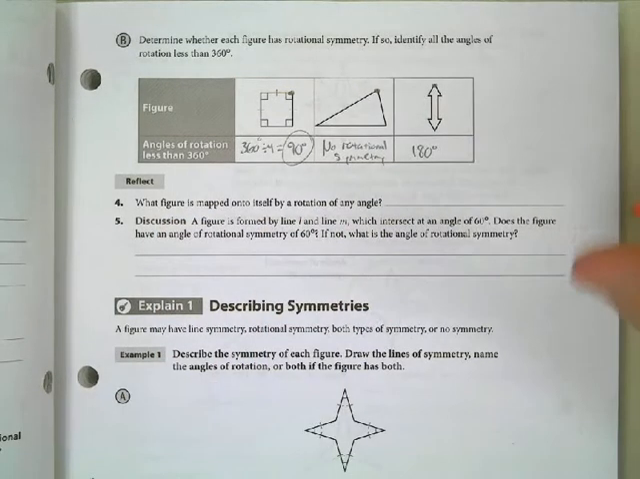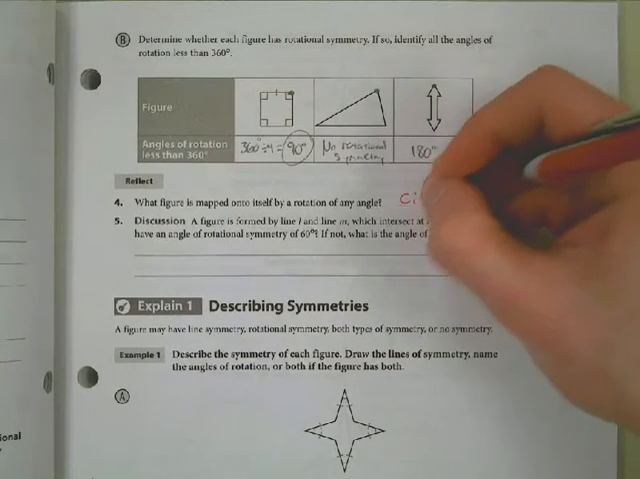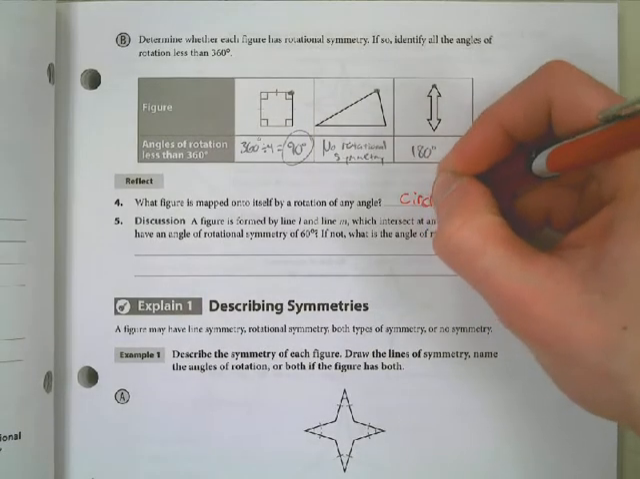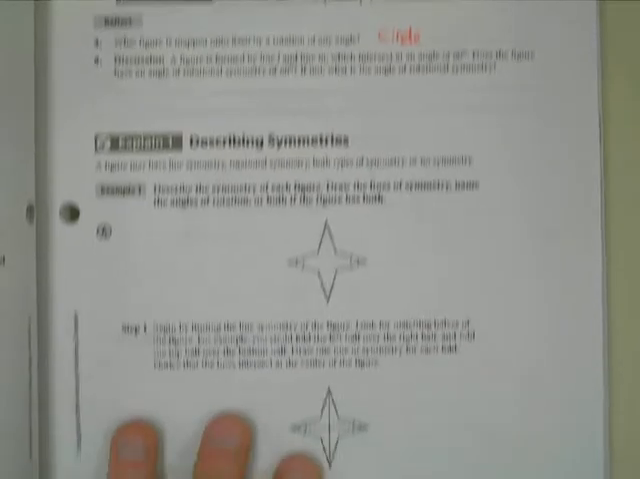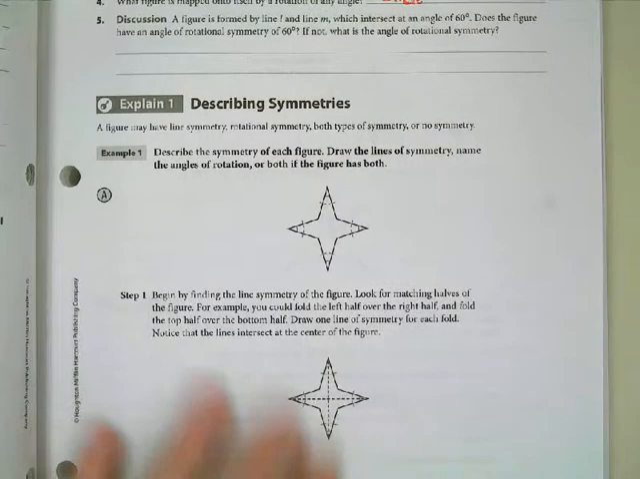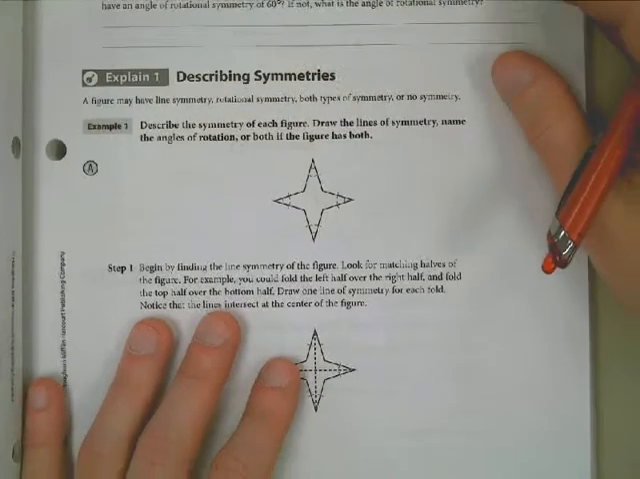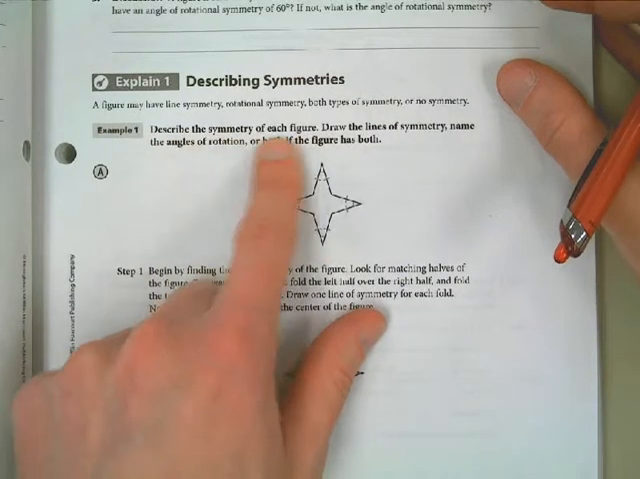All right, let's scoot down here and describe these symmetries. So let's look at this shape right here. It says, describe the symmetry of each figure, draw the lines of symmetry, name the angle of rotation, or both if the figure has both. Okay? So does this shape have line symmetry? Yes, it does.